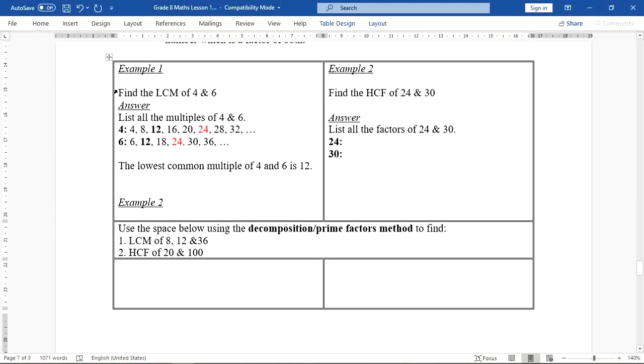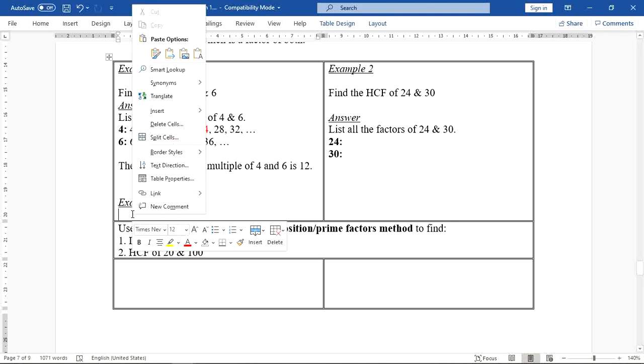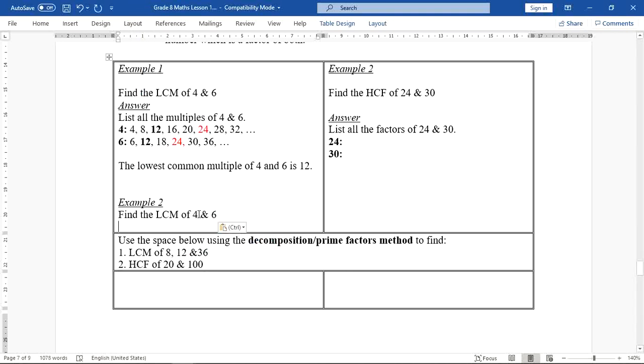Let's see what is going to happen. So I'm just going to copy this so that I don't have to retype. Copy, and I paste this here. This time around, I'm going to have 3 numbers. So it's a lowest common multiple of 3, 6 and 9.